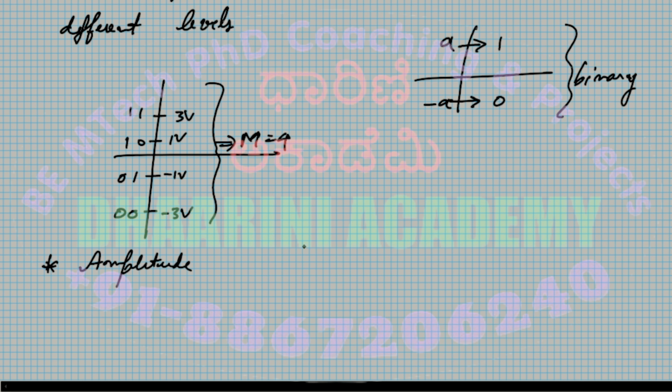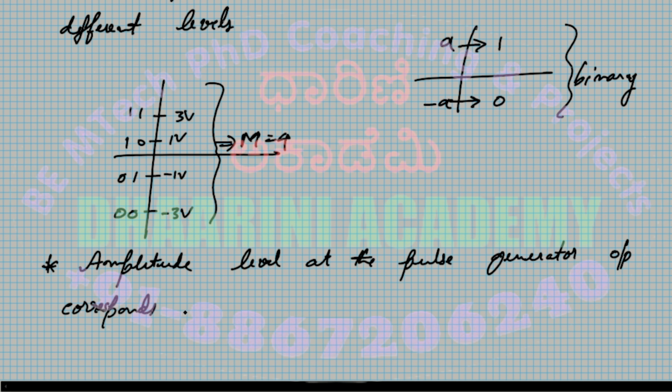The amplitude level at the pulse generator's output should correspond to a distinct symbol. Right. So each symbol has its own amplitude level. That's what is very important.